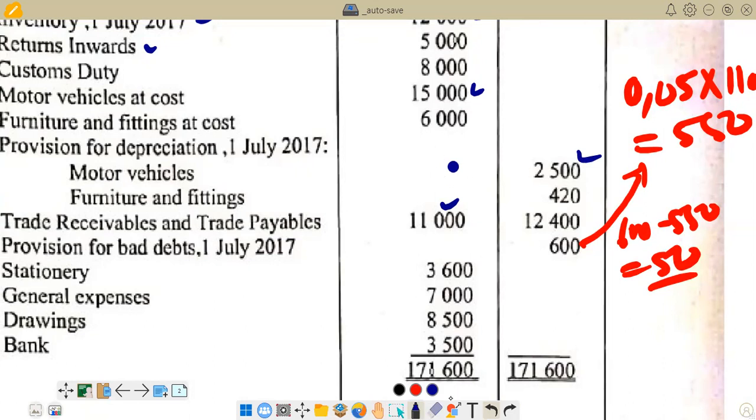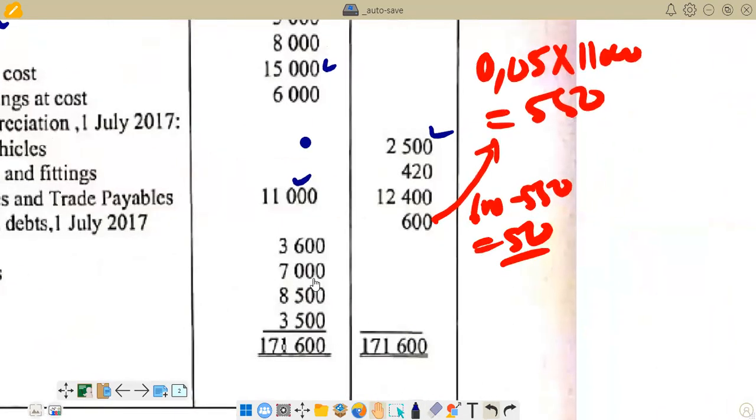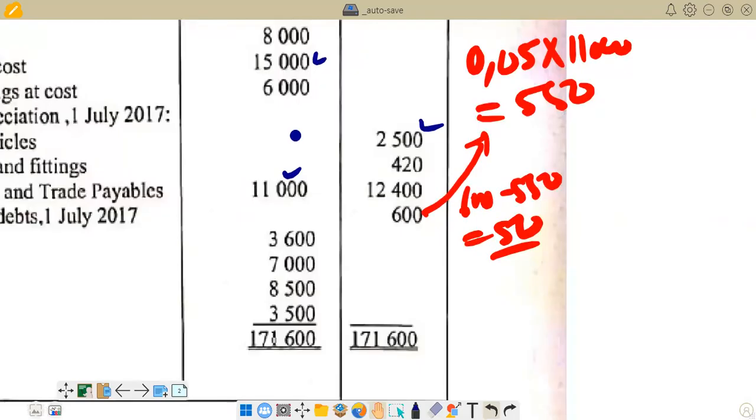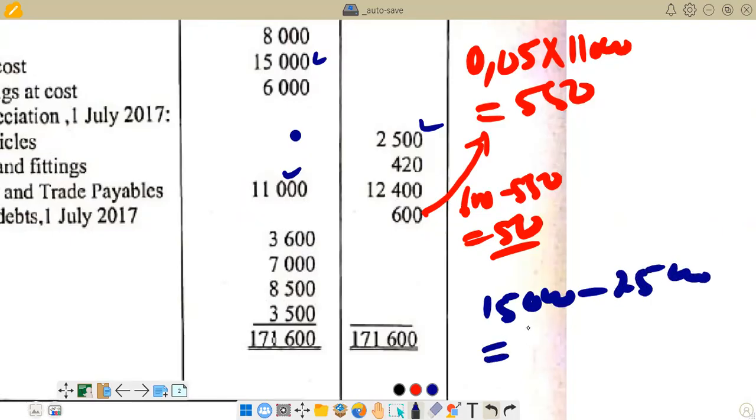So we can just maybe try to work it out there. We say 15,000 minus 2,500 to get the net book value. And obviously, when you do that, we are going to get 12,500.